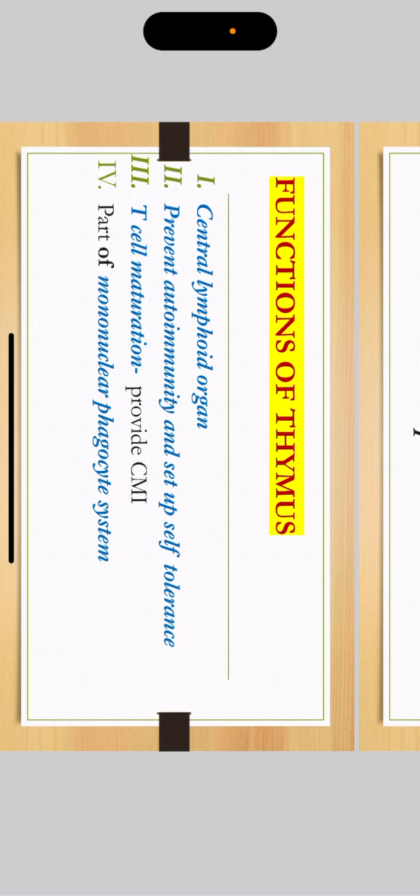Now this gland, it is basically a part of mononuclear phagocytic system also. Why? Because thymocytes, we talked about these cells previously, the macrophages that are present in the thymus, these are a part of this system. So the subcapsular macrophages, these are highly phagocytic.